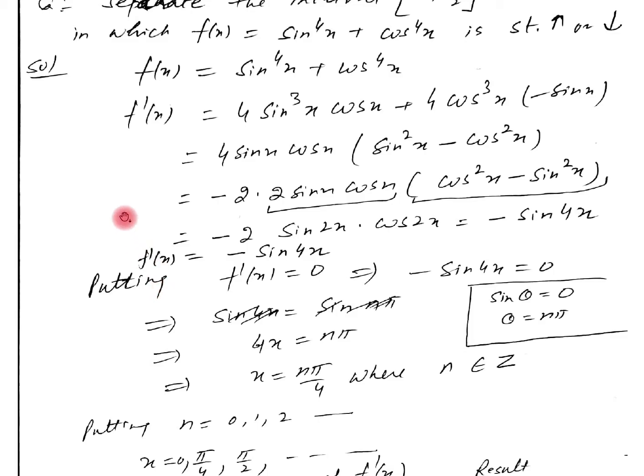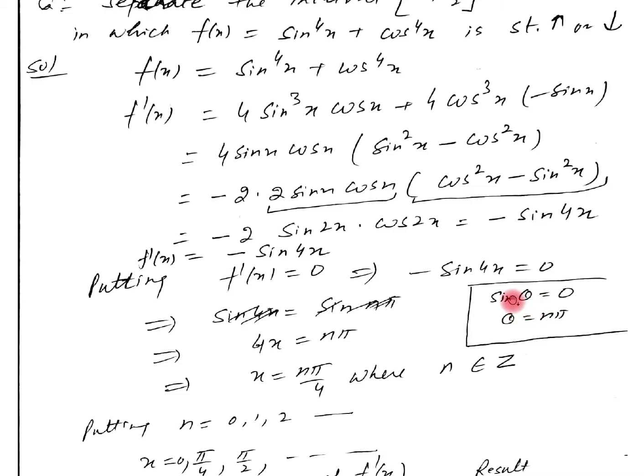Now here we have to find out the intervals. In the first step we have to find out f dash x. In the second step we have to put f dash x equal to 0. I am taking the same method that we applied in the case of polynomial. Put f dash x equal to 0, then it becomes minus sine 4x equal to 0.